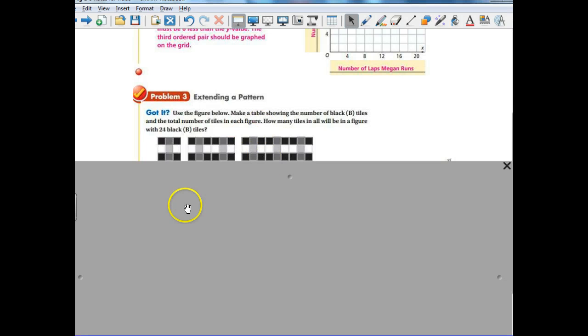Hello again. Here we go with part 2 of Chapter 1, Section 9. We're going to jump right into things here where we left off from problem 3, extending a pattern. This is a really interesting question here.